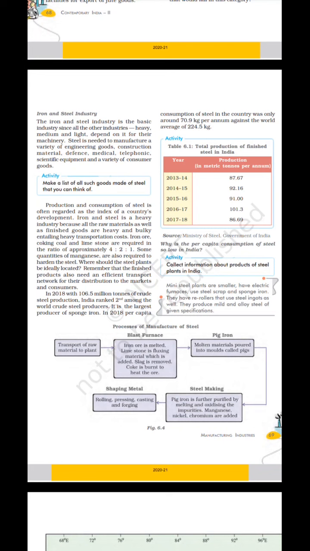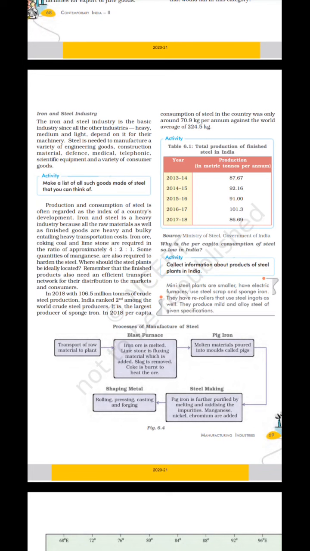Take a look at table 6.2, total production of finished steel in India. Year 2010 to 11, production in metric tons per annum. 2010 to 11, 68.62; 11 to 12, 65.70; 12 to 13, 81.68; 13 to 14, 87.67; 14 to 15, 92.16; 2015 to 16, 91; 16 to 17, 101.3. Source: Ministry of Steel, Government of India.